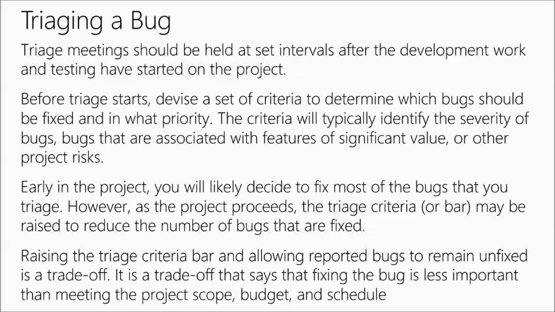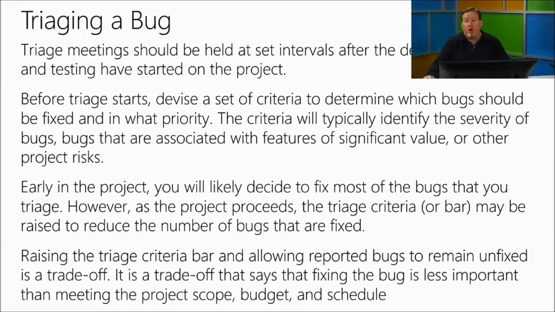So when you triage a bug, you have your triage meetings that happen at set intervals as a part of the development work. That may depend upon the development methodology you're using, whether that's Agile or Waterfall. Before those triages start, there's usually a set of criteria used to determine which bugs should be fixed and at what priority. There's also criteria that identifies the severity of the bugs and the bugs that are associated with certain features that have significant value or other project risks.